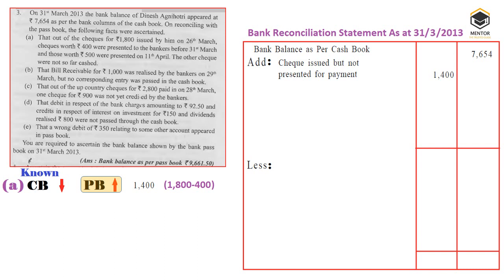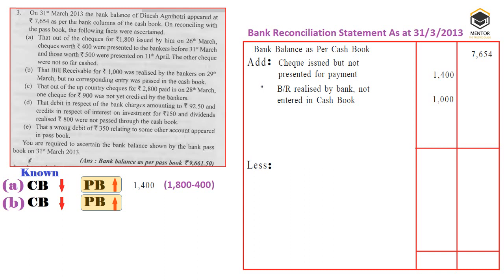Next, the bills receivable for 1000 was realized by the bank on 29th March, but the corresponding entry is not available in the cash book. We have received a bill which is recorded in the passbook. Banker has collected, but no entry in the cash book. So when the banker collects, our passbook balance will increase, whereas it is not recorded in the cash book. Cash book is less. Which one do we need to find out? Passbook. Therefore, it should be added. Bills receivable realized 1000.